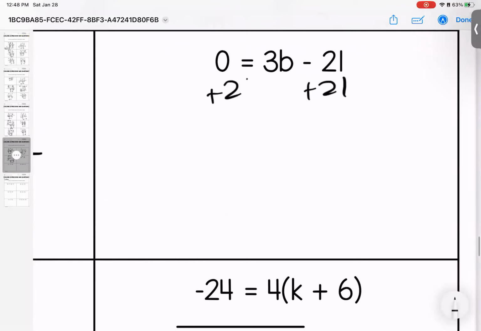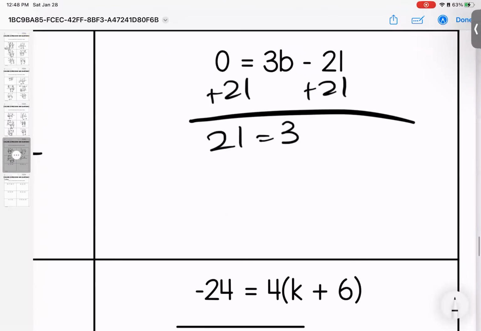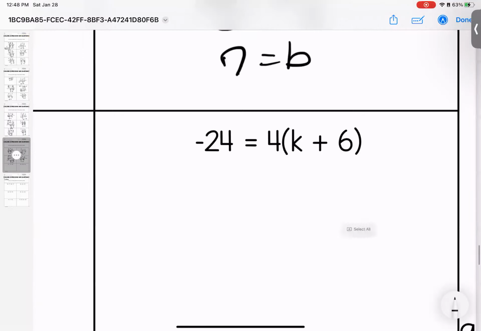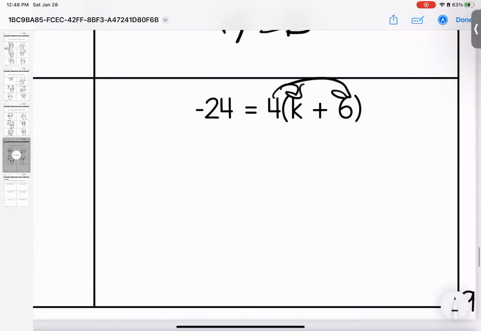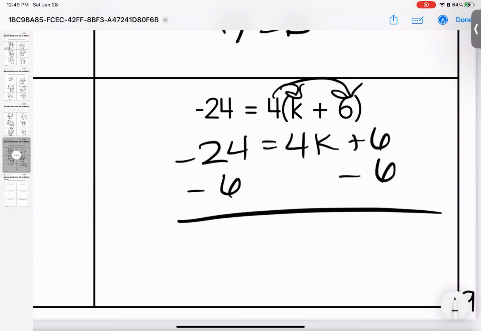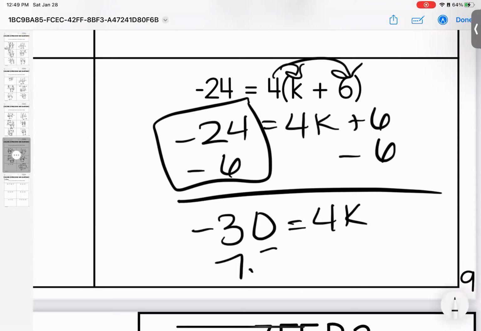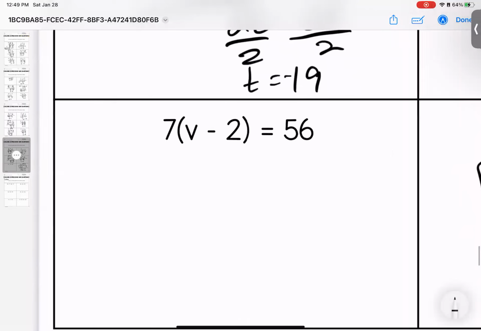Kicking out the constant, 21 is equal to 3b. Sticky numbers, we divide. 7 equals b. Sharing out the 4, we have negative 24 is equal to 4k plus 6, minus 6 from both sides. Same sign, so they're growing in a negative way. 30 divided by 4 is going to be 7.5. It's negative. Is equal to k. Doesn't divide evenly, but that's okay.